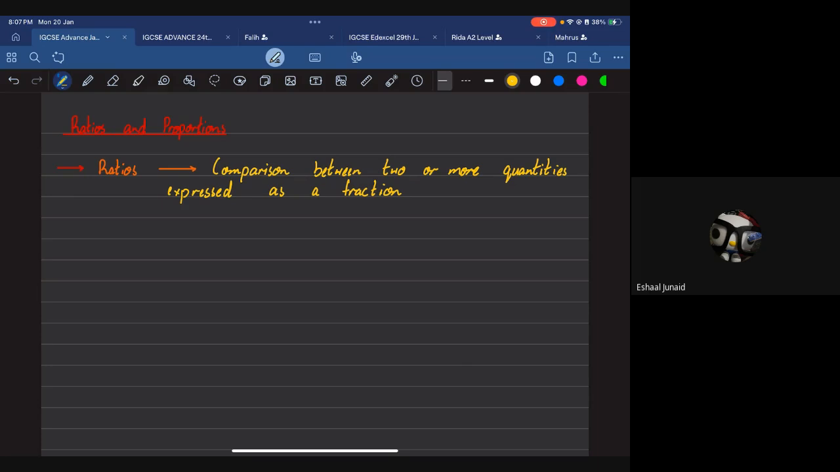So we need to compare the two quantities together, and we are going to do that using ratios. So, for example, let's say x and y are in a ratio of 2:3.